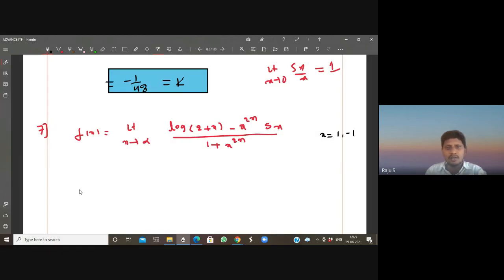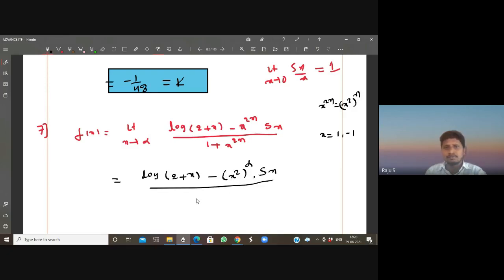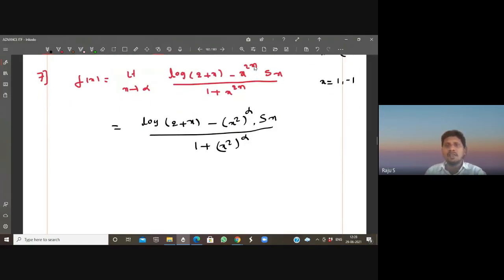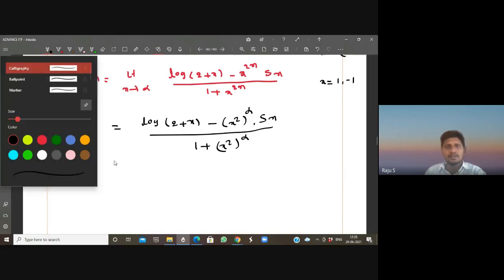Okay, I'm going to write the function value. I'm going to write different conditions. n tends to infinity means substitute here n tends to infinity: log of (2 plus x) minus x square, shall I write x power 2n as x square whole to the power of n? We can write x square to the infinity into sine x, whole divided by 1 plus x square whole to the power of infinity. I substituted infinity in place of n. Now, different conditions are there. This is the function f.